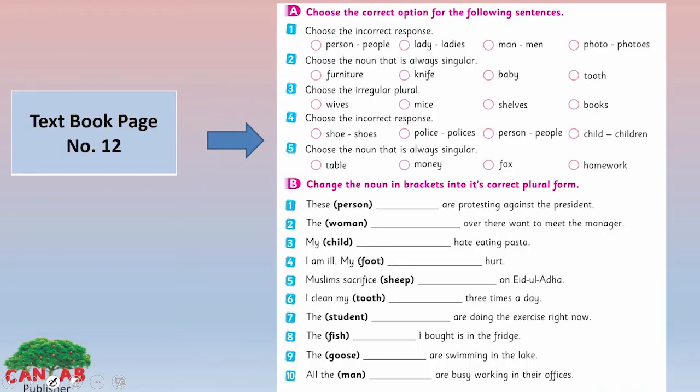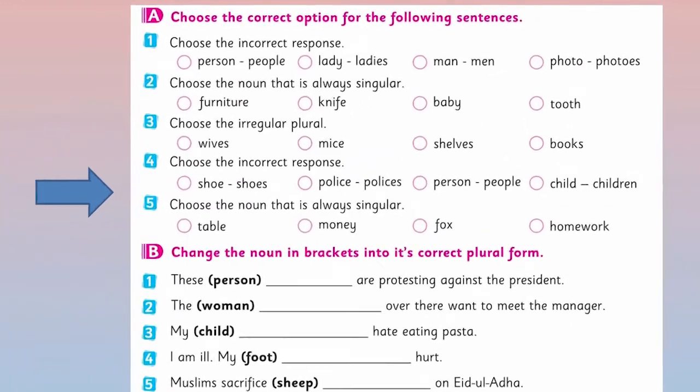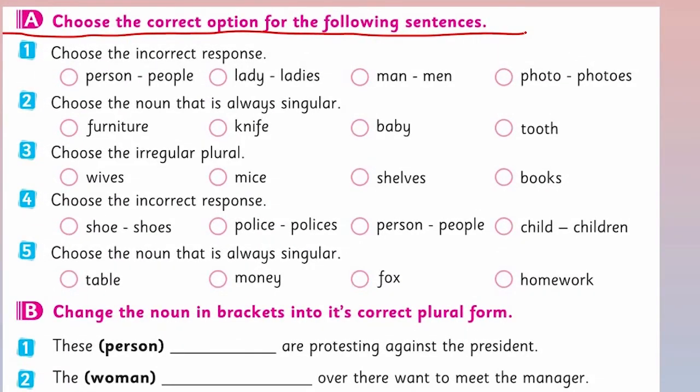Now dear student, look at page number 12. We have an exercise of singular, plural and irregular nouns. Look at section A first. Here we have 5 sentences and 4 options for each sentence. You have to choose the right one.